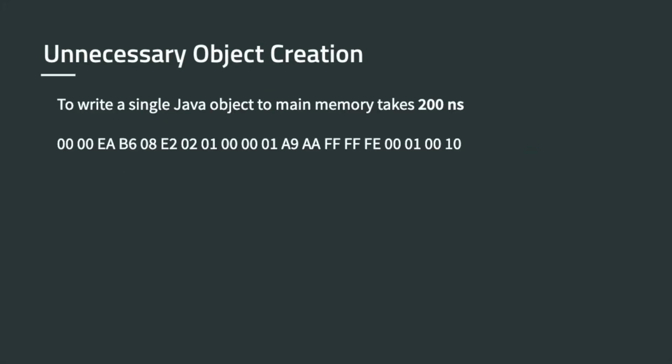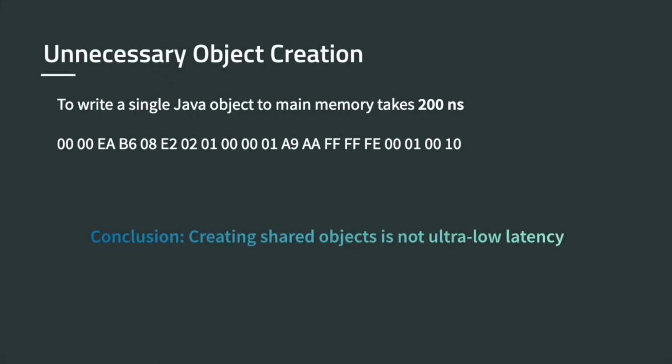Even writing an object to main memory is slow. This is the shortest object I can come up with in Java in byte form. And it's 128 bits. And just writing 64 bits to main memory, that's 100 nanoseconds. So writing an object is 200 nanoseconds, and my entire budget is gone. So creating shared objects, it's not ultra-low latency.